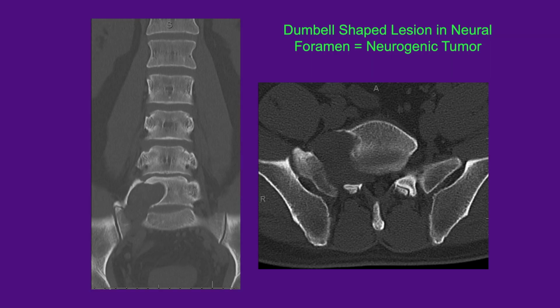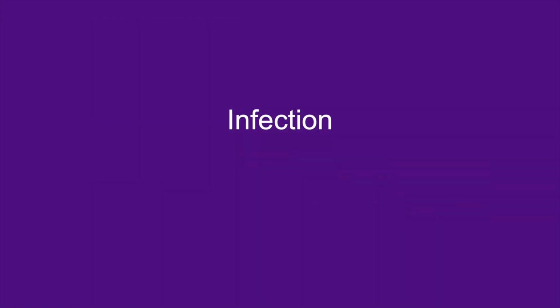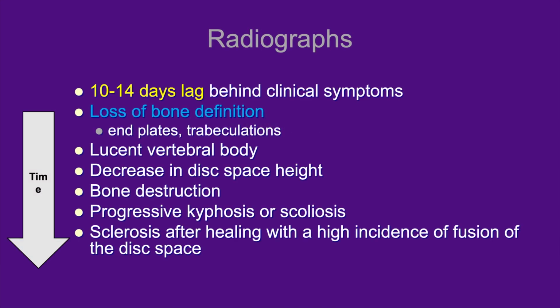The one soft tissue lesion I want to touch on quickly is this disease entity, which can grow in the region of the neural foramen, taking on a dumbbell-shaped configuration due to the bony constraints of the foramen. And this, of course, is a neurogenic tumor, either a neurofibroma or schwannoma. Let's move on now to infection.